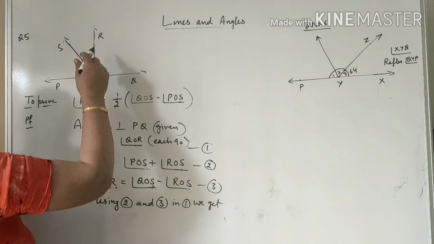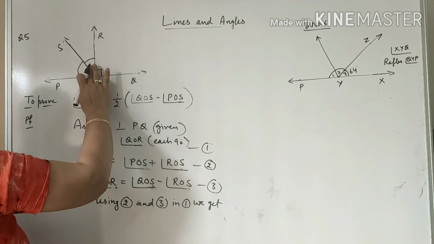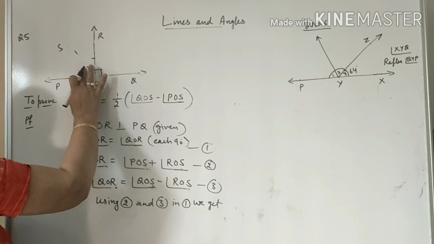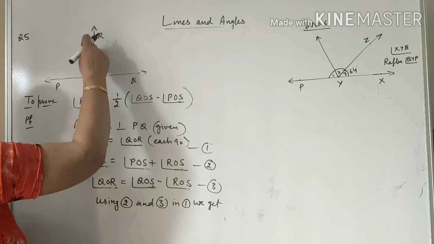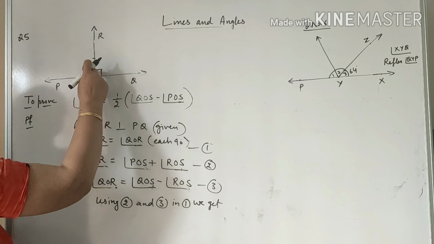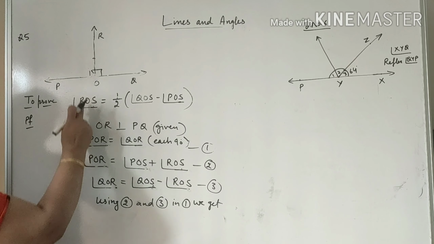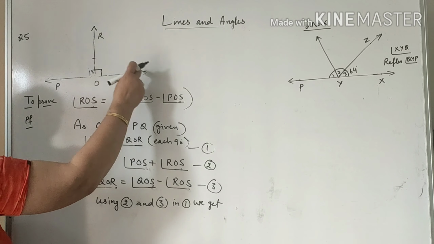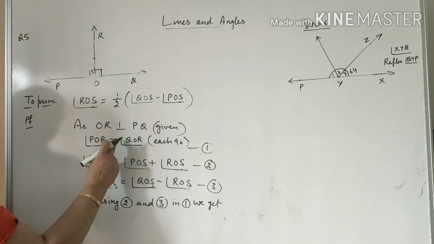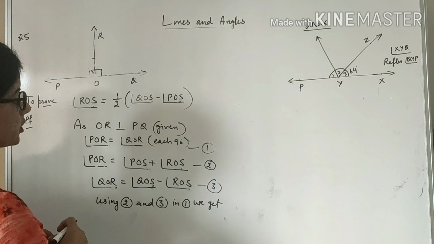So the main thing given here is that OR is perpendicular on it. If it is perpendicular, this angle is 90 degrees, this angle is also 90 degrees, meaning these angles are equal. So we can say as OR is perpendicular to PQ, angle POR is equal to angle QOR, reason each 90 degree. Let us say this is the first equation.